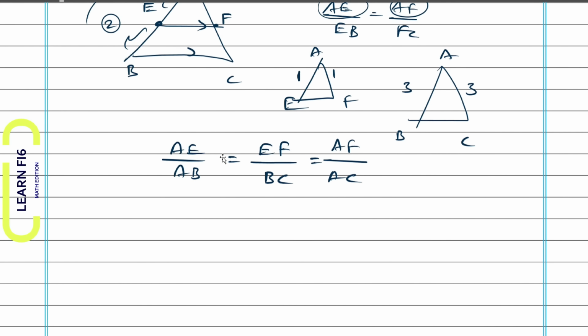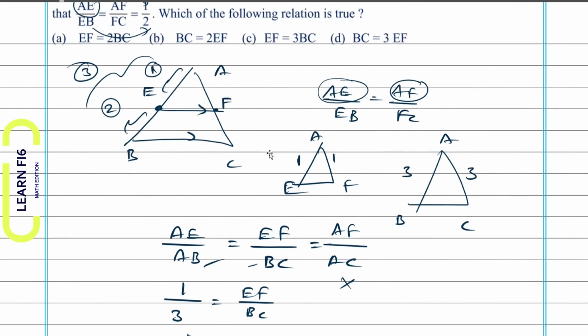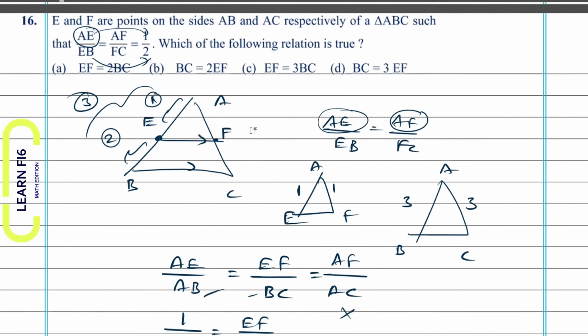Now substitute the values. The AE value is 1 and AB value is 3, and this is EF by BC. You can keep them as they are. I don't need this part, I'm just using the first two parts. So I'm just going to rearrange this. I will get BC is equal to 3 times EF. So check whether we have this option or not. BC is equal to 3 times EF. Oh, that's option D.